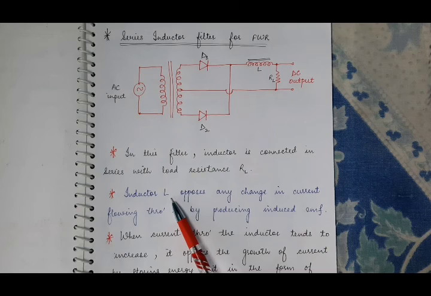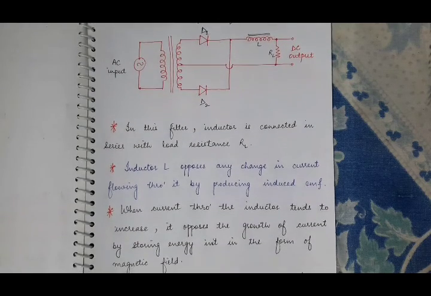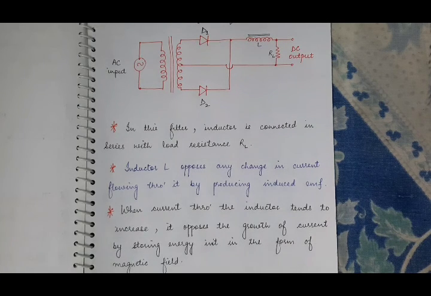As you have studied in class 10+2, an inductor opposes any change in the current flowing through it. How? By producing an induced EMF in it. So when the current through the inductor tries to increase, the inductor opposes that increase in current by storing energy in the form of a magnetic field.